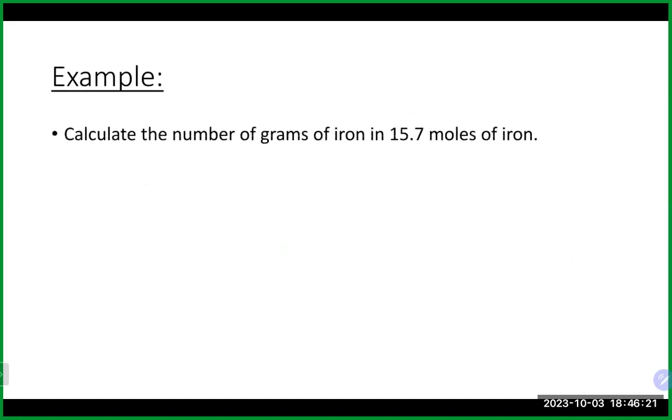All right, so why don't you try this one? Let's calculate the number of grams in 15.7 moles of iron. Iron is 55.85, I hope. Still, look at the periodic table. Okay, let's take a look. So first off, we want to calculate the number of grams in 15.7 moles of iron.